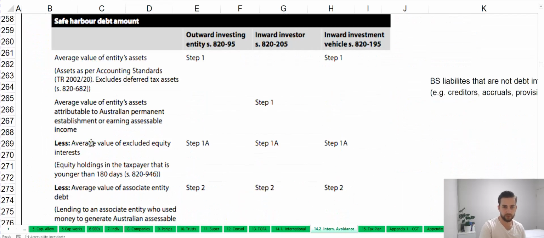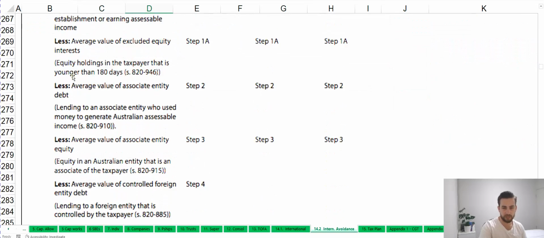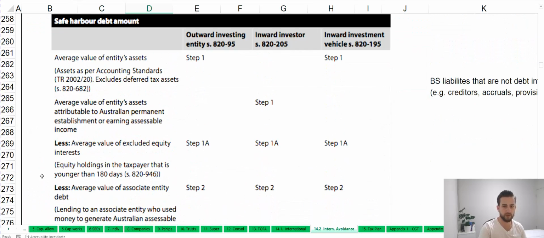So this section goes into a little bit more detail. I'm not sure if you need this level of detail, but maybe if you're going in an exam and you need some help actually calculating the nuances of that amount. So for example, the safe harbor amount is 60% of the entity's assets. This is the table that you can follow. I'm not going to go through each individual step in detail, but what you can do in an exam is just bring this up as you're calculating it. You can plug in each of these values.